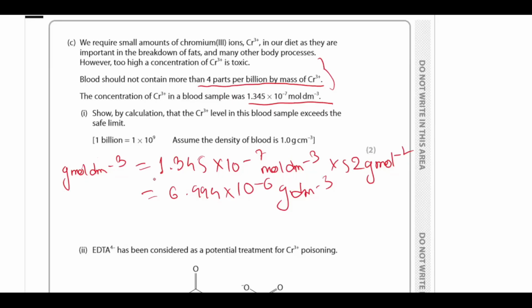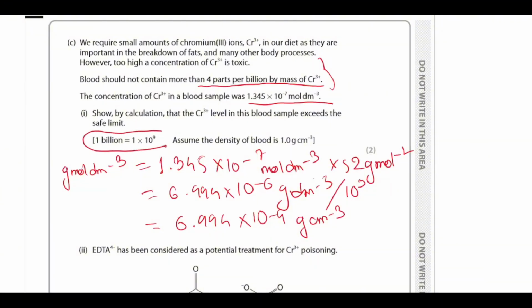The reason why I did that, because now if we divide this with of course 10 cube, we'll be able to get gram per cm cube. Let's convert this into gram per cm cube. So if you just divide it by 10 cube, eventually you will get 6.994 times 10 to the power negative 9 gram per cm cube. The reason why I did this, because you can clearly see here that 1 billion is what? 1 times 10 to the power 9.